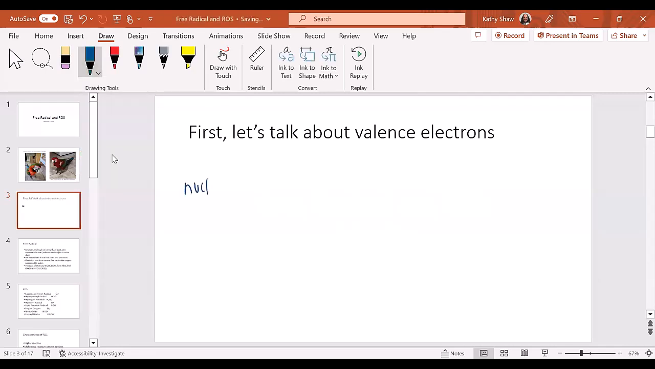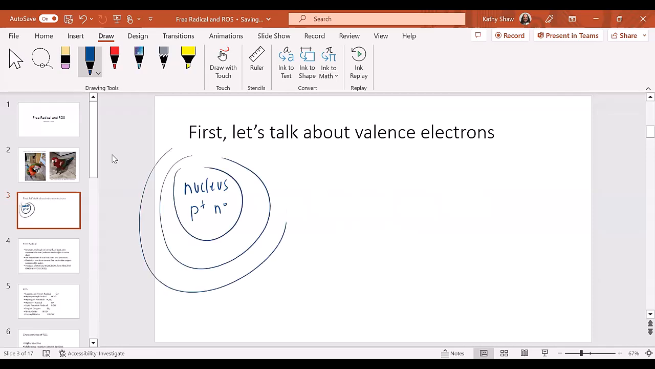So you had your nucleus, and you had some protons in there, you had some neutrons in there, and stuff like that. Then you started drawing these orbitals, it felt like, around it. And you had a certain number of electrons that could go in each orbital. But you were really focusing on this outer orbital and what was going on there. Everything happens there.